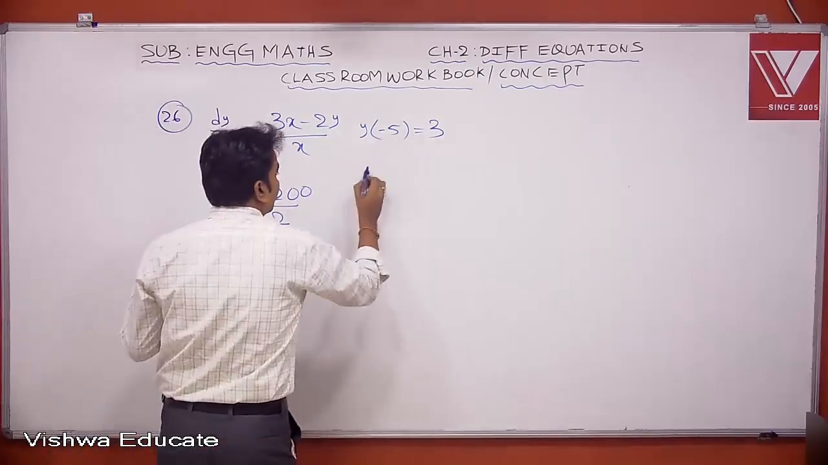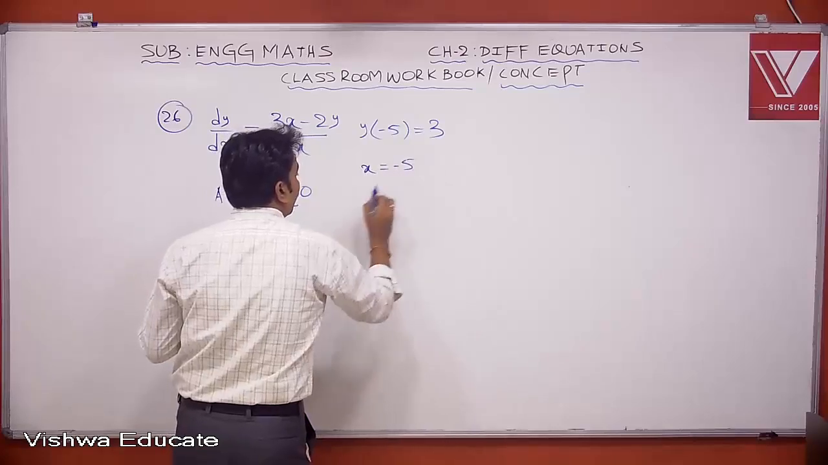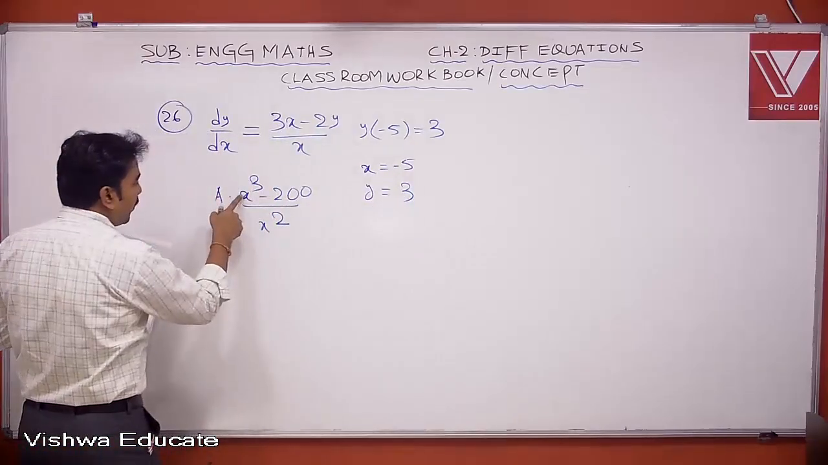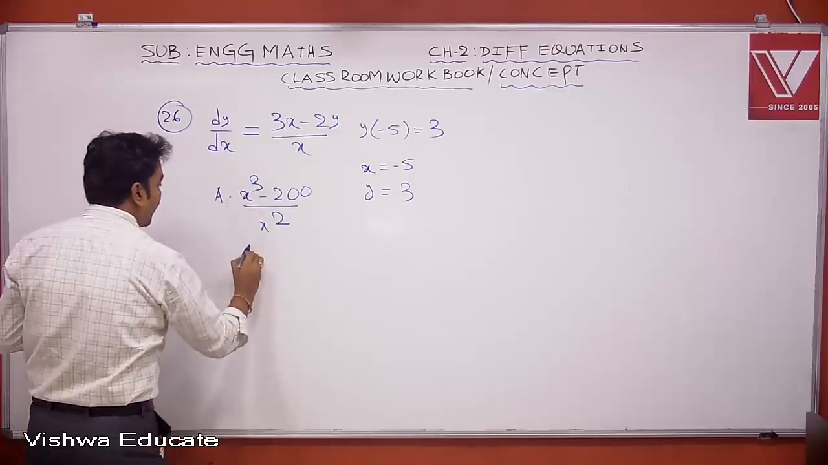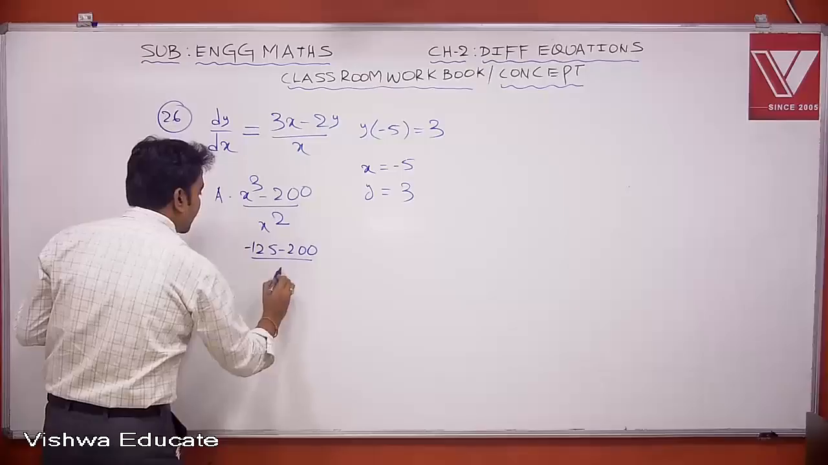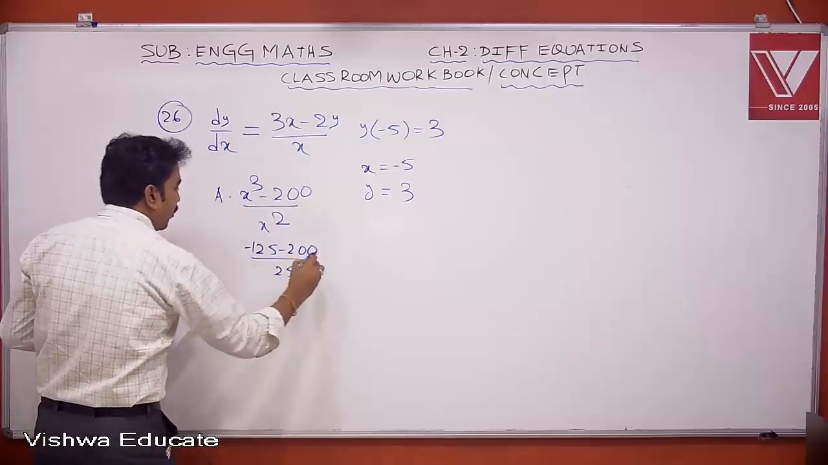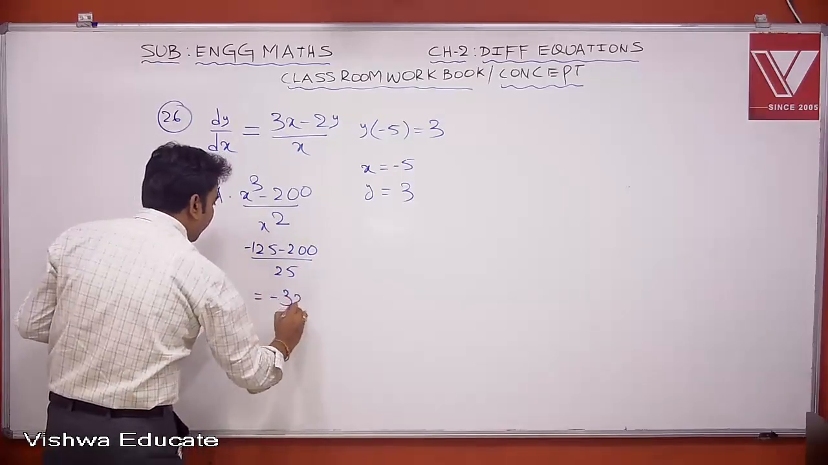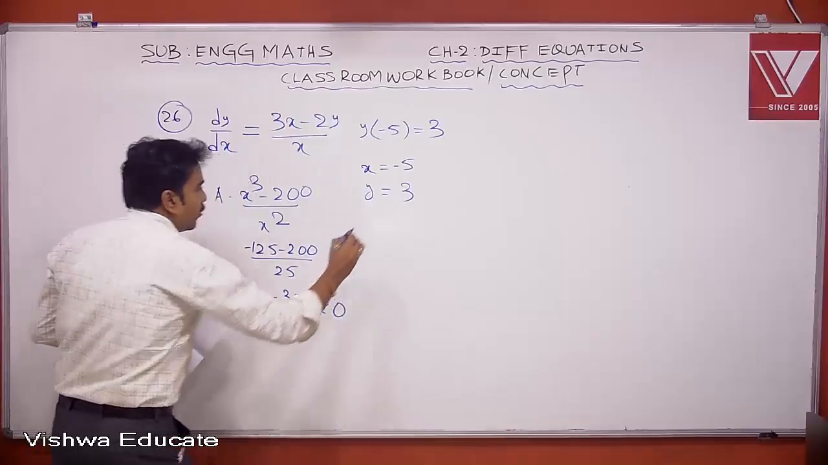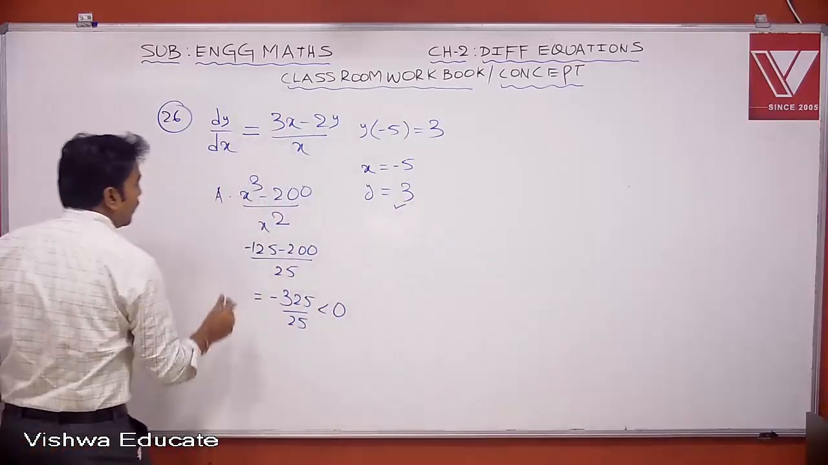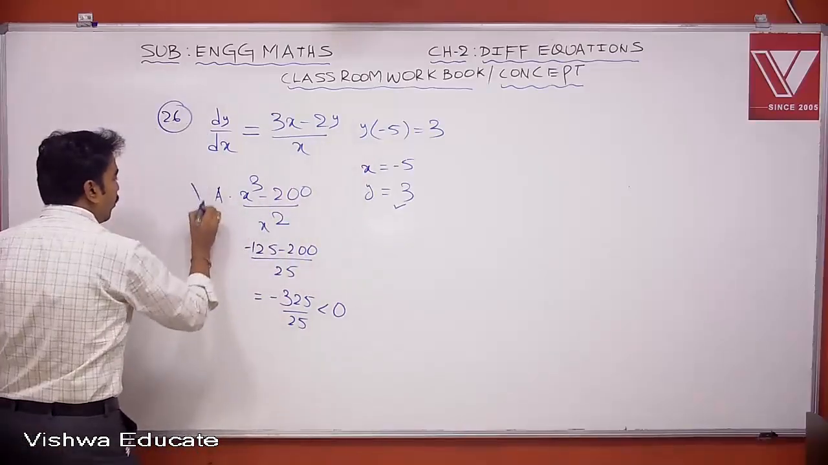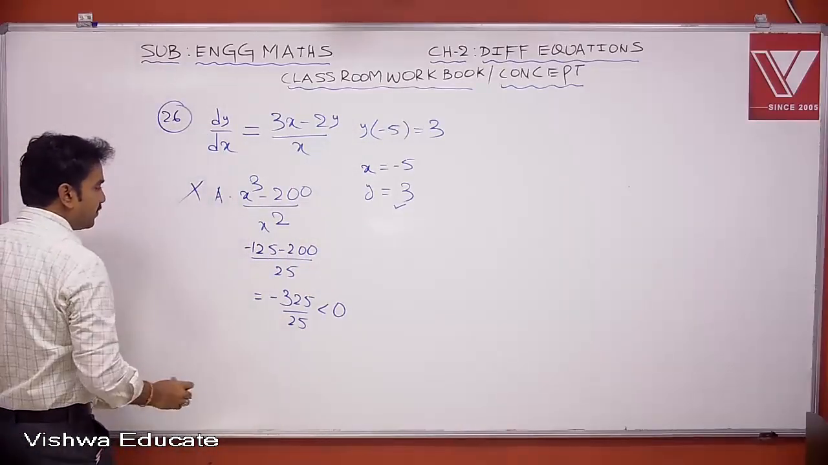What does this mean? When x equal to minus 5, y equal to 3. All these are y values. Replace x by minus 5, we get (minus 125 minus 200) divided by (minus 5) whole square, which is 25. So this is nothing but minus 325 divided by 25. This is a negative number, but you must get a positive y value. Therefore, option A does not satisfy the given boundary condition. So option A is the wrong answer.